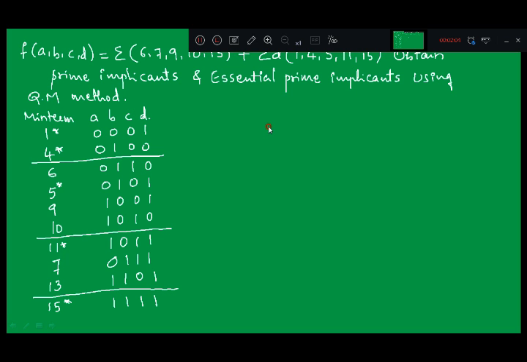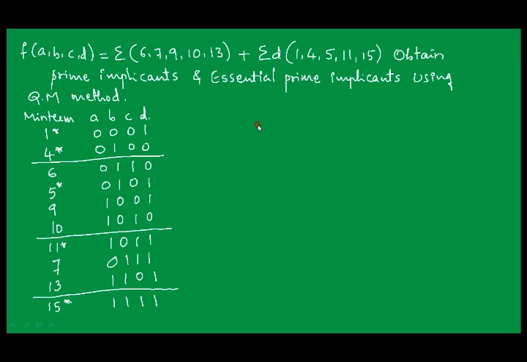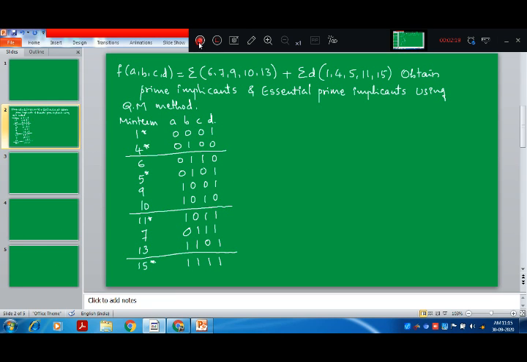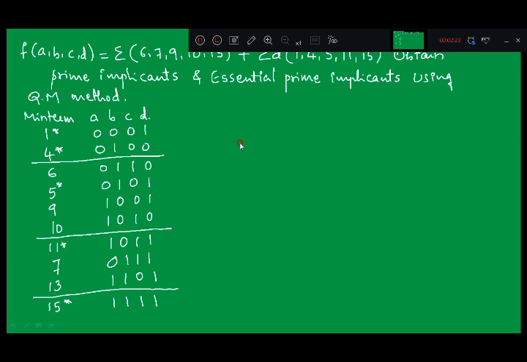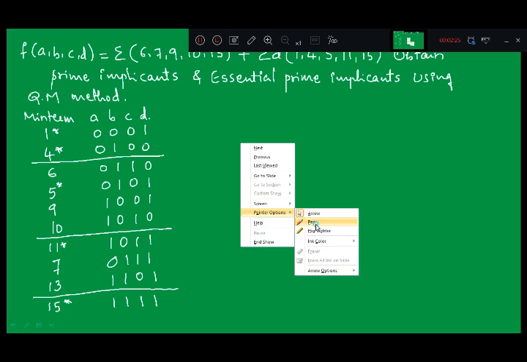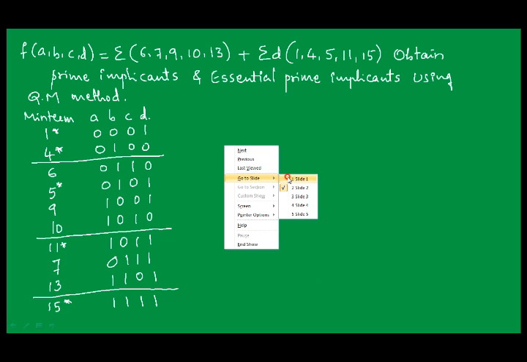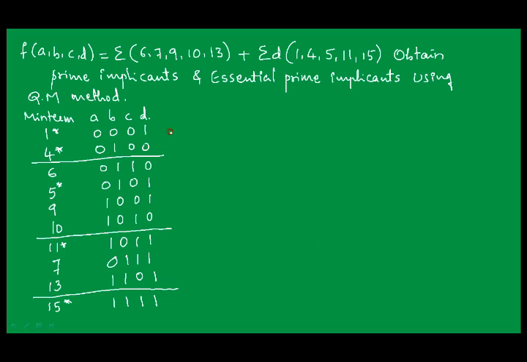So here you can see in the initial table there are minterms as well as don't care terms. How I wrote the don't care terms: the don't care terms are written along with the star mark, and the minterms are written as they are. So the procedure remains the same.